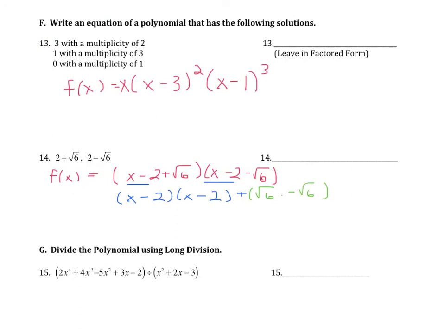So if we multiply x minus 2 times x minus 2 together, we'll get x squared minus 4x plus 4. And then positive √6 times -√6 is a -6. So then our final answer will be x squared minus 4x minus 2. And that would be our polynomial with those roots.